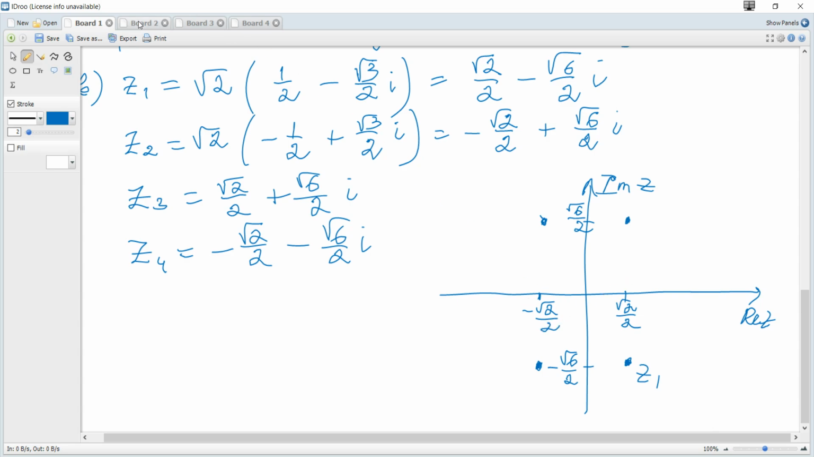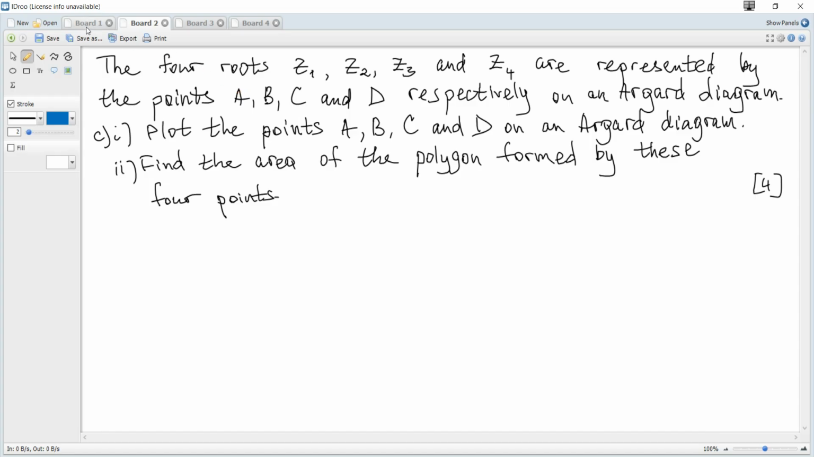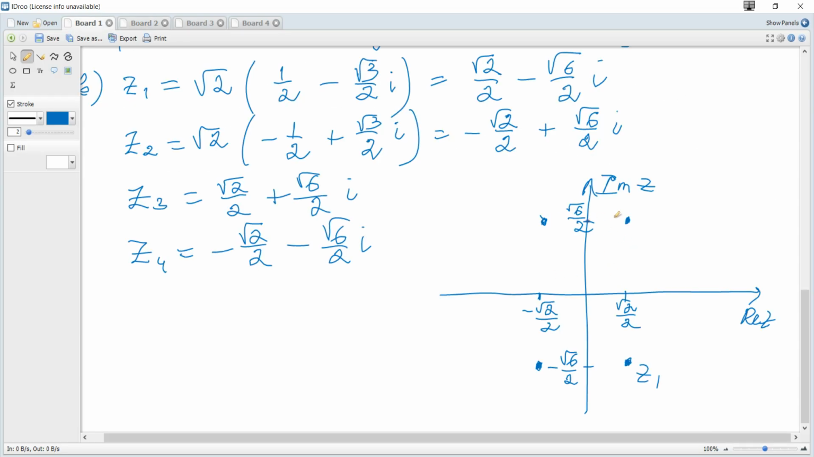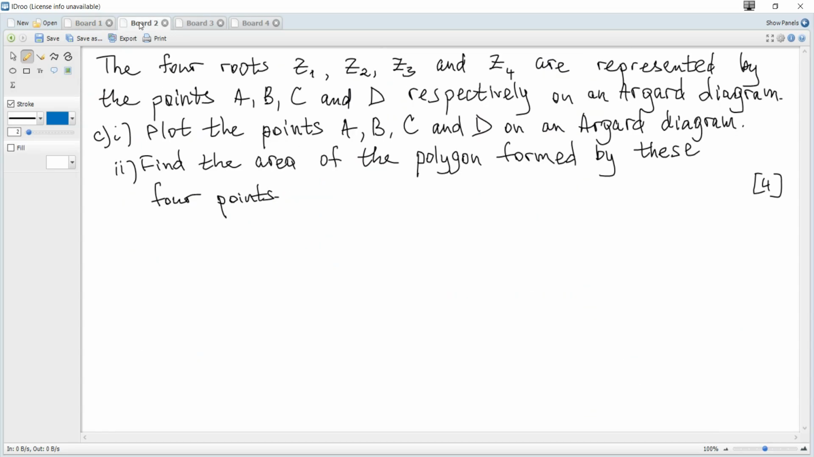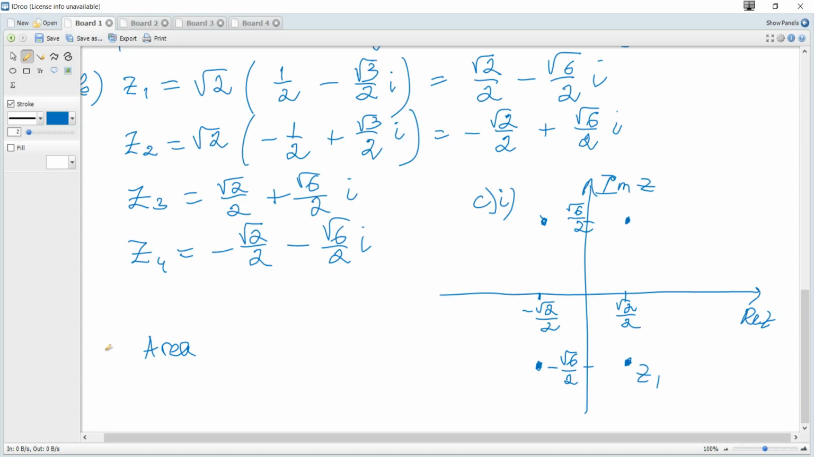And the area of this polygon is, there are 4 such small rectangles, and for each it's width times length. So area, question C, area is 4 times root 2 over 2 times root 6 over 2. So it's root of 12 or 2 times root of 3.